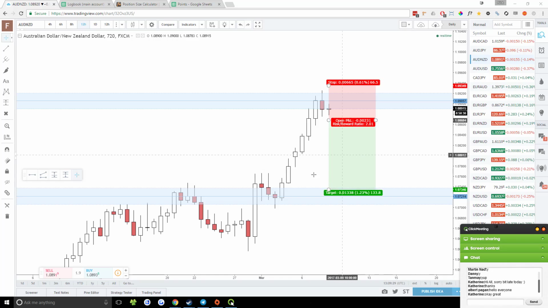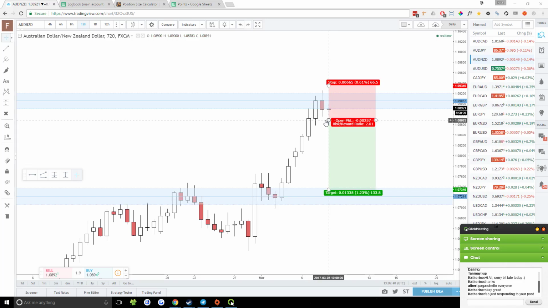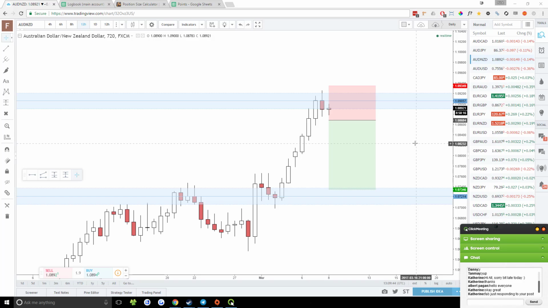So yeah, let's get back on subject. So this trade, why am I entering it like this? First of all, this trade has a good risk to reward ratio, 2 risk to reward ratio if I enter down here. So my risk to reward ratio is still good.